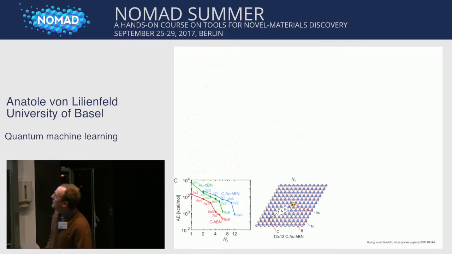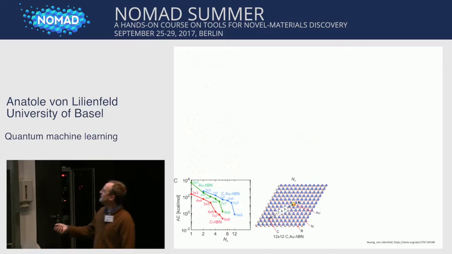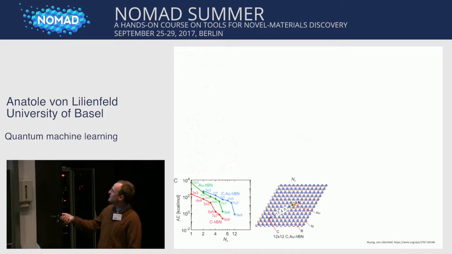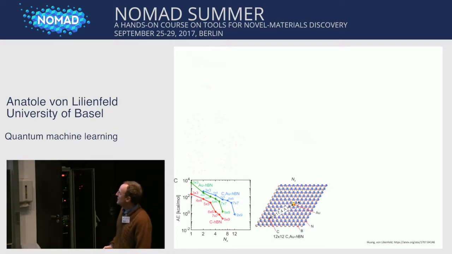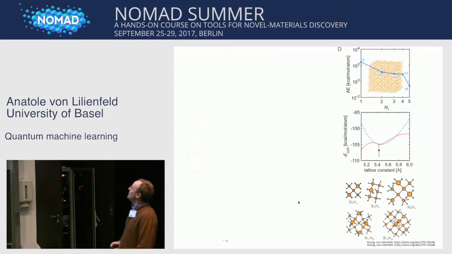We can also do surfaces, 2D materials. What you see here is a doped HBN sheet. And as you grow the region around the dopant, these are your amines here, you see convergence of the atomization energy. And finally, we can also do silicon bulk.